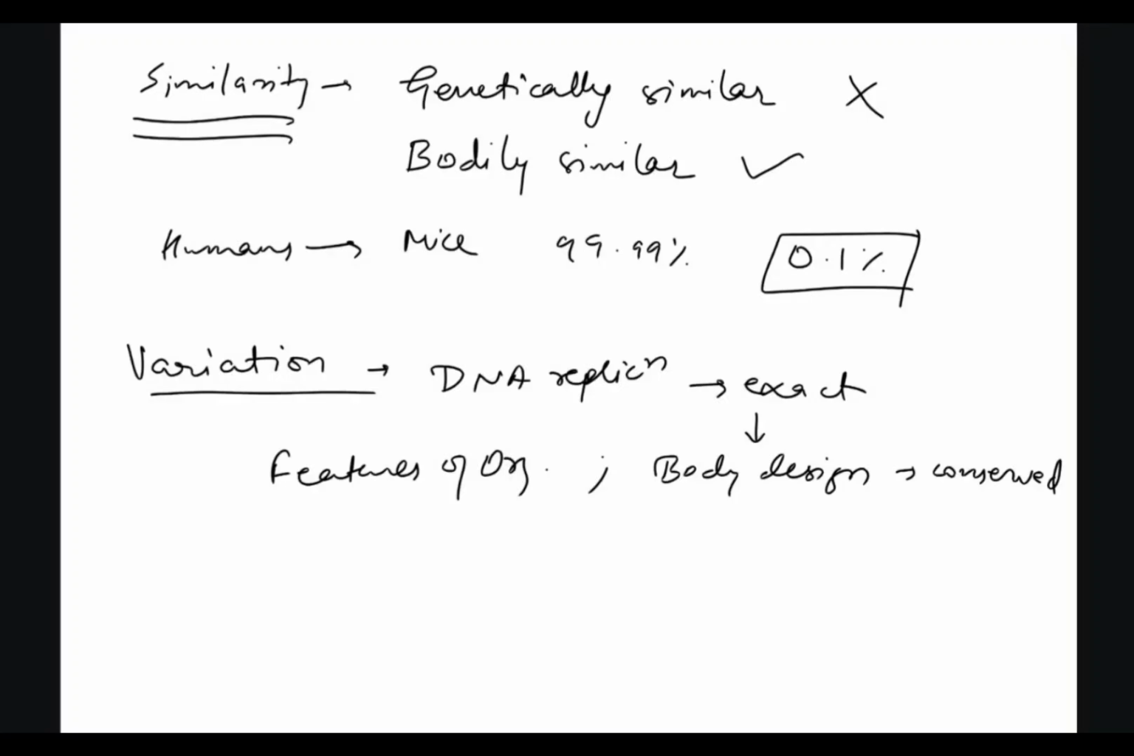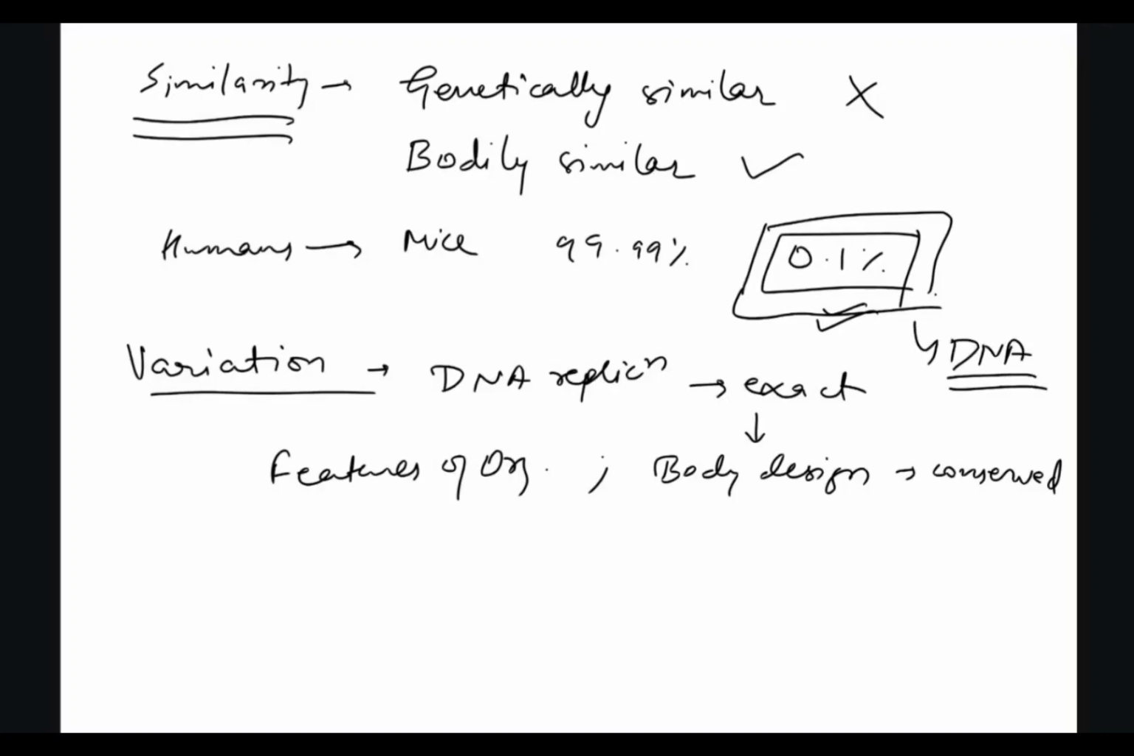And by 100% similar, I mean two eyes, two arms, two ears, all those things. But this 0.1% is what makes you and your father different from each other. It's possible that your father might have curly hair and you might have straight hair. It's possible that your father is tall and you may come out short. It's a possibility.